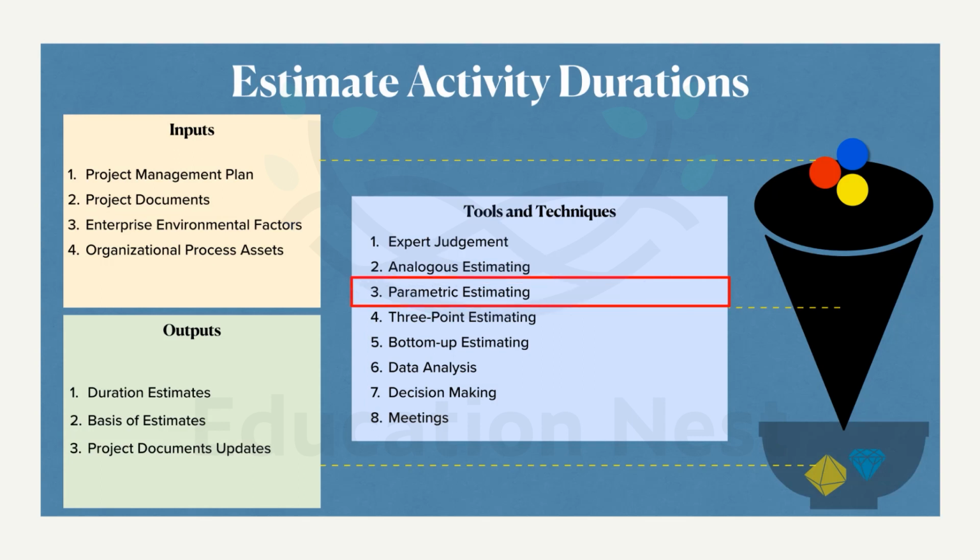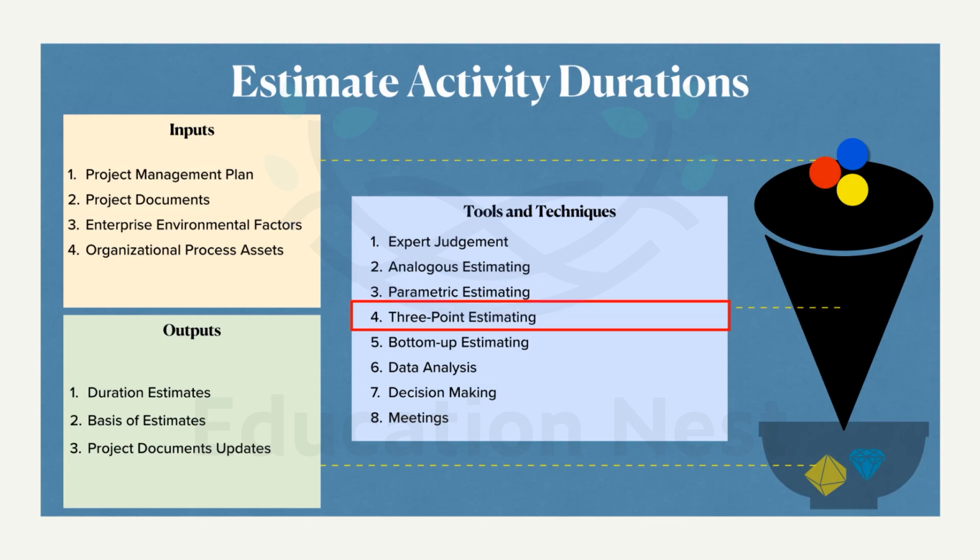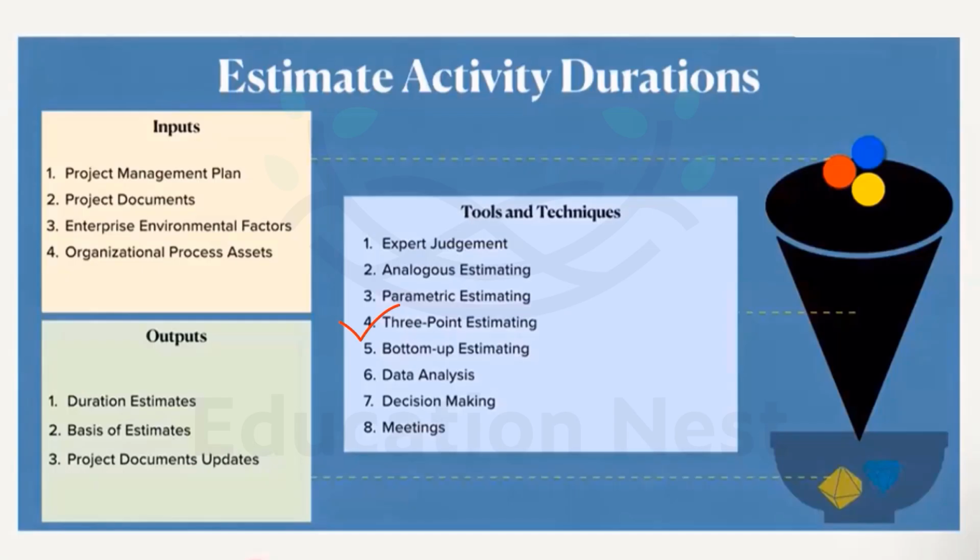Similarly, parametric estimation, also based on historical data. But the difference between the two is that in the third one we add statistical formulas, Monte Carlo simulations and all. Those simulations are added, and then the estimation is made a little more accurate. That is why the name parametric estimating is given. 3-point estimation. This I think is something important to learn. Some questions will come through this.